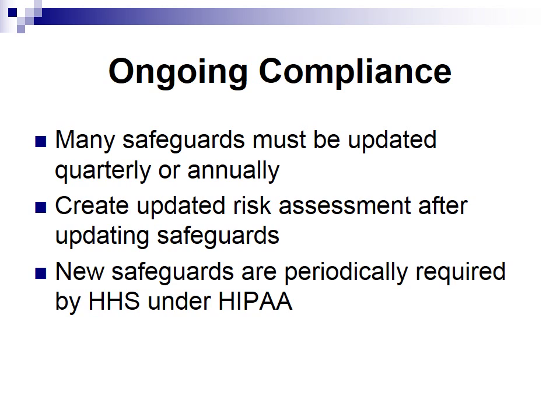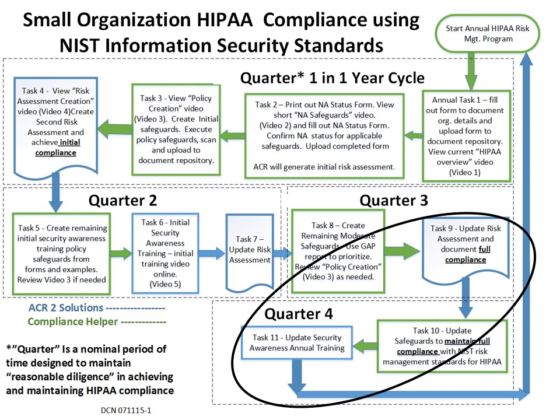After updating safeguards, it is good practice to create a new risk assessment, preferably on a quarterly basis. New safeguards are periodically required by Health and Human Services under HIPAA. These are automatically integrated into the risk assessment process. It is important to maintain the regular cycle of updating the risk assessment, updating safeguards, updating the security awareness training, and repeating as needed.